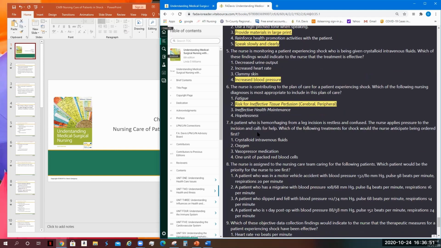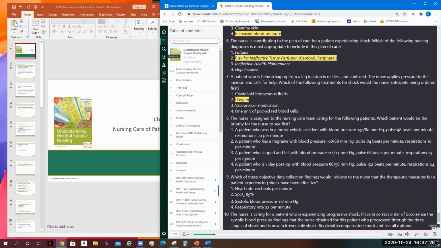Number 7, a patient who is hemorrhaging from a leg incision is restless and confused. The nurse applies pressure to the incision and calls for help. Which of the following treatments for shock would the nurse anticipate being ordered first? Would it be crystalloid IV fluids, oxygen, vasopressor medication, or 1 unit of packed red blood cells? In this case, it's going to be oxygen. Number 7, the answer is 2.